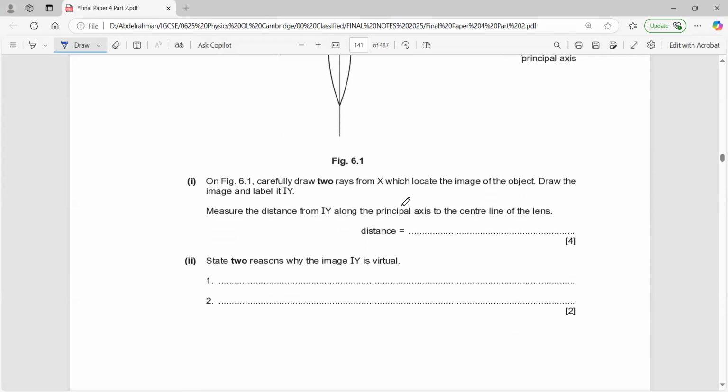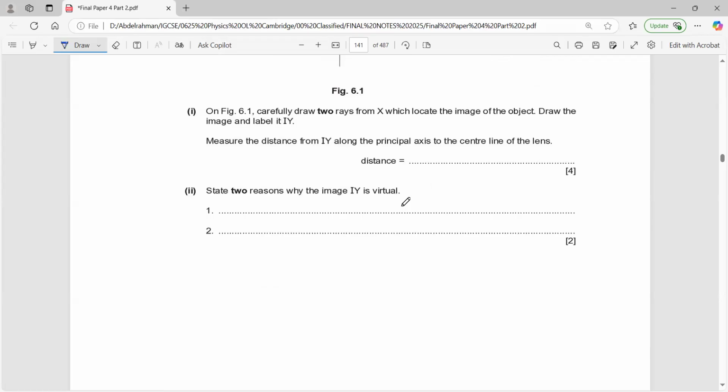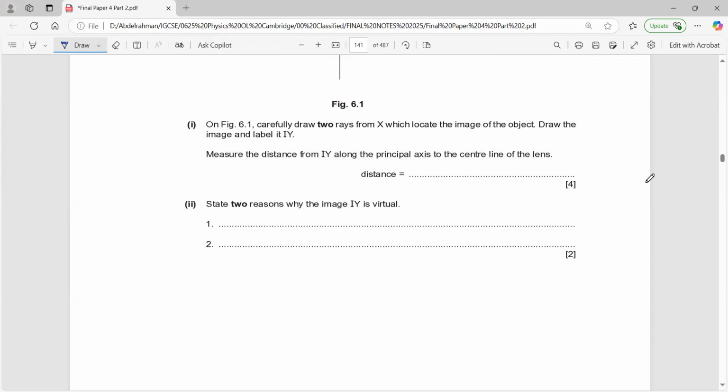Again, why is the image virtual? Because it cannot be produced on a screen. I'm sorry, it's virtual because it's on the same side as the object.